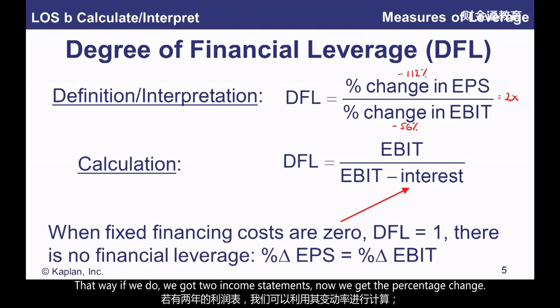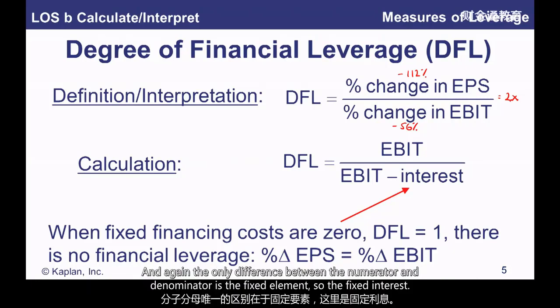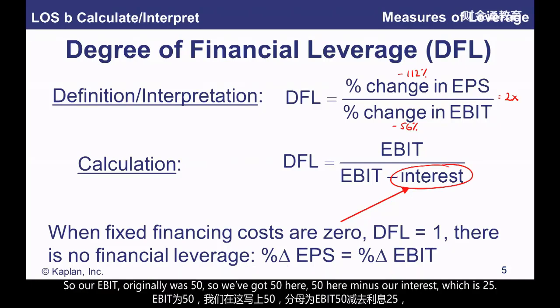That's all well and good if I've got 2 income statements and I've got the percentage change. What if I don't? I've only got 1 year's income statement. Then the formula becomes just take your operating profit, divide again by your operating profit. And again, the only difference between the numerator and the denominator is the fixed element, so the fixed interest. So what was our EBIT originally? It was 50. So we've got 50 here.